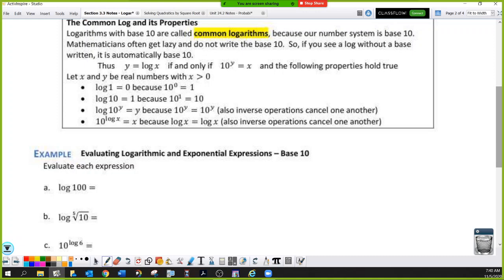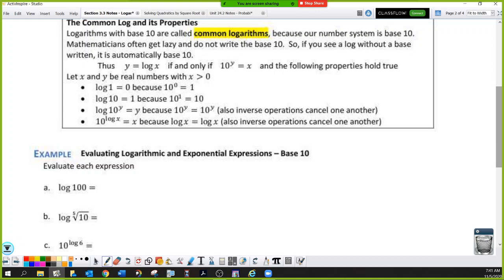It's kind of like how when we write a square root, we don't put the index of a 2 on it, but we all know it's a square root, a second root. Log, just saying log, means log base 10. It's the same idea. So logs of base 10 are called the common logarithms because our number system is base 10.